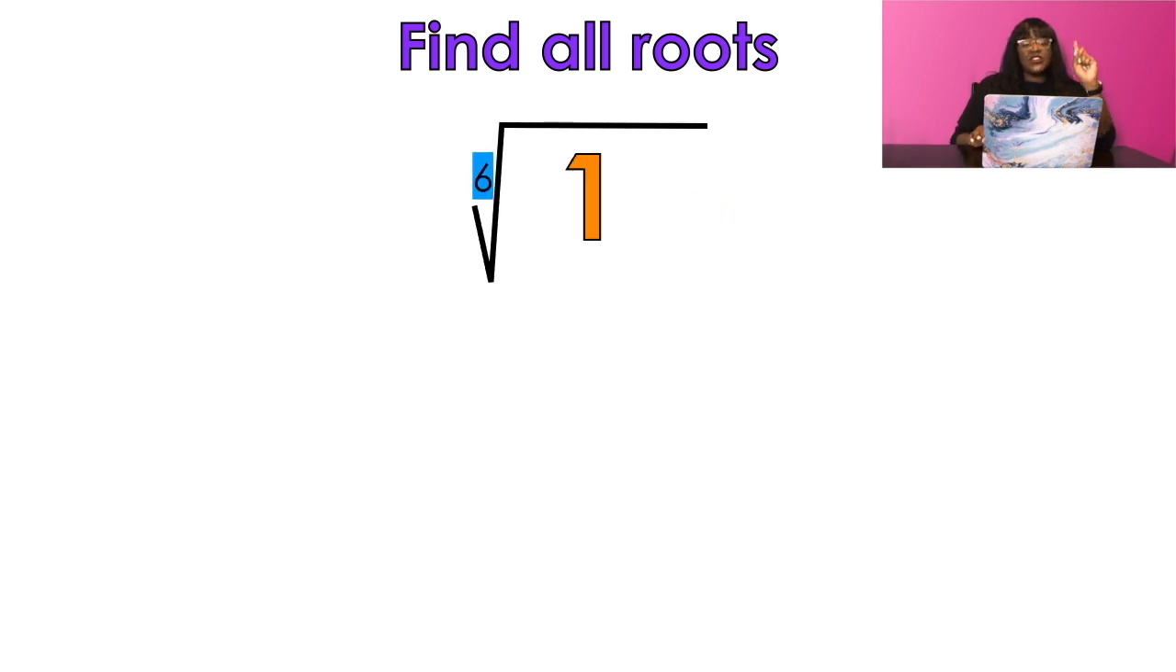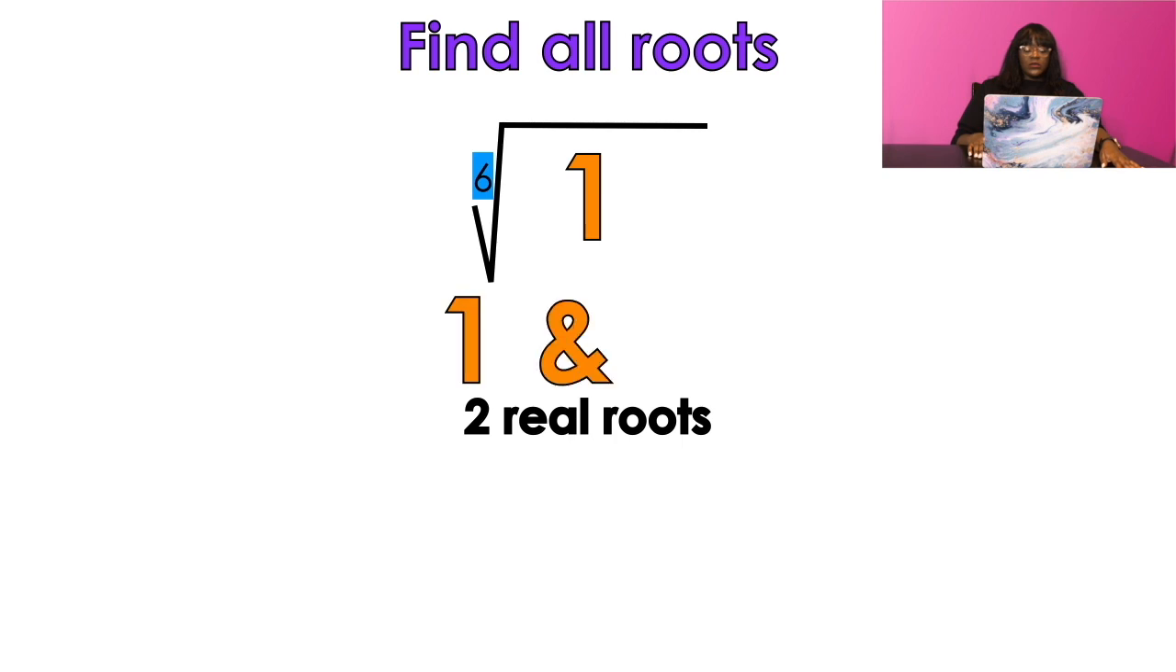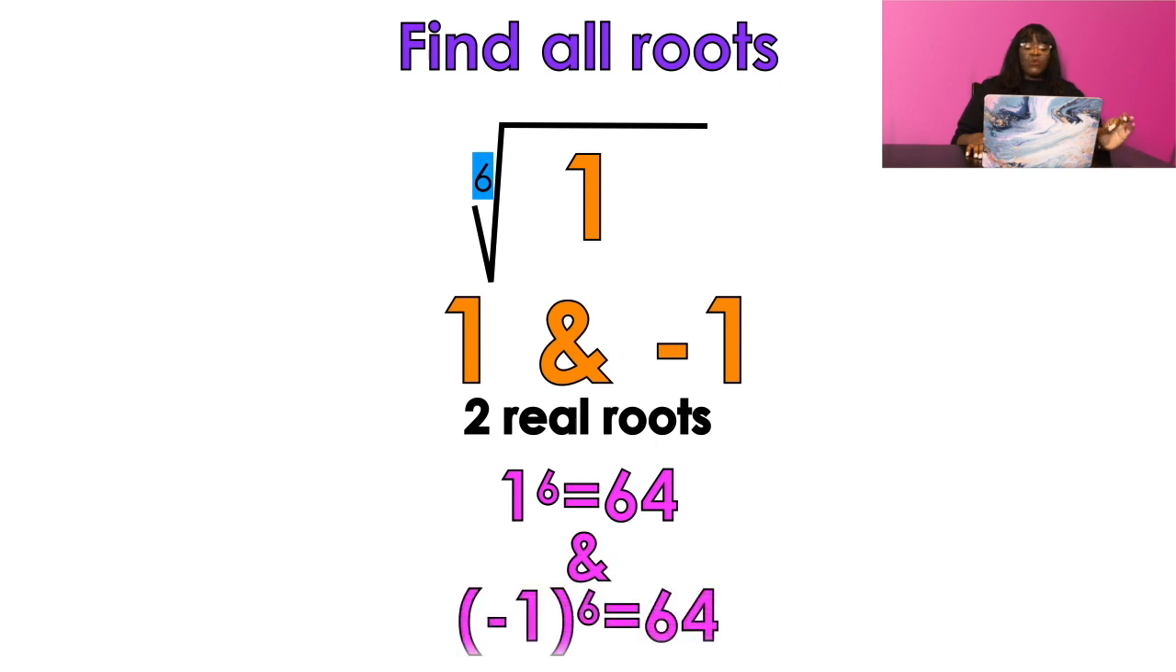What about the 6th root, but it's a positive number? With a 6th root with a positive number under it, I have two real solutions, two real roots. I have a 1 and a negative 1. 1 to the 6th power equals 1 and negative 1 to the 6th power equals 1.